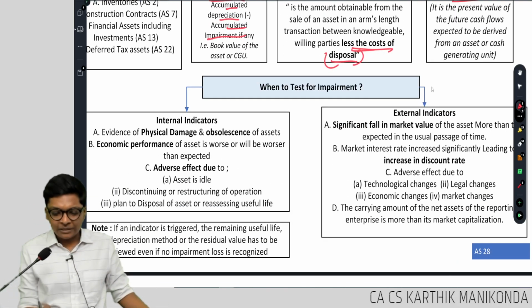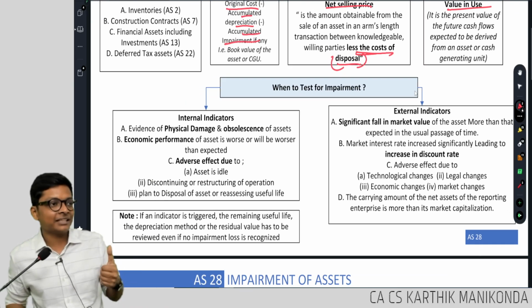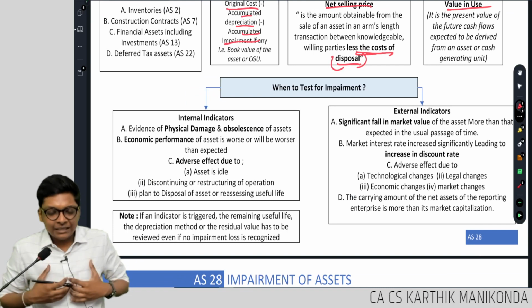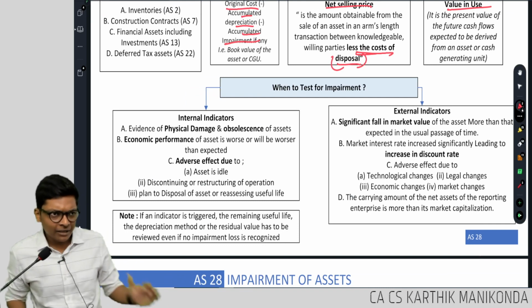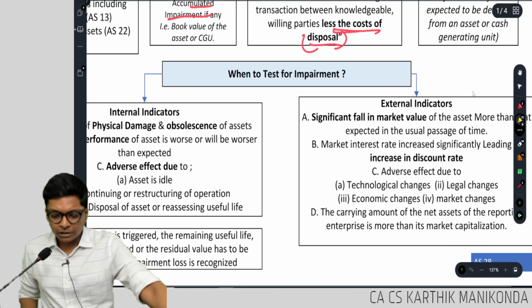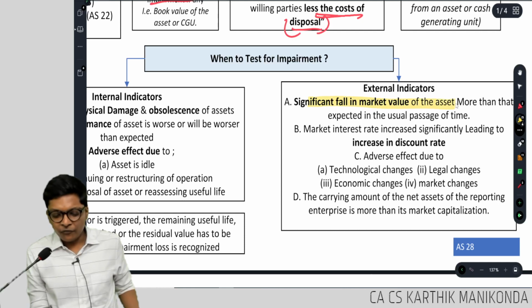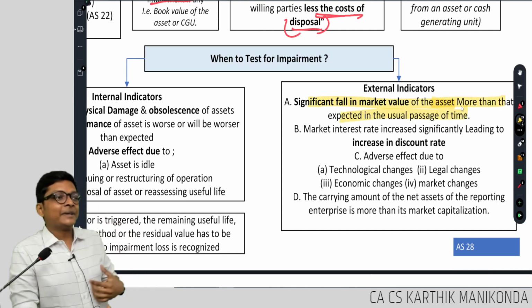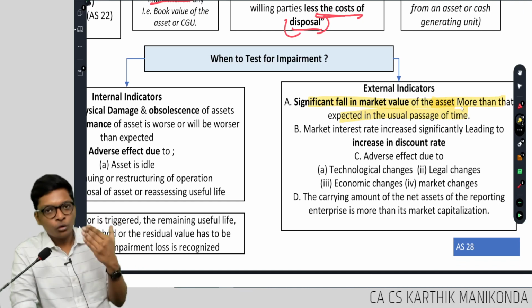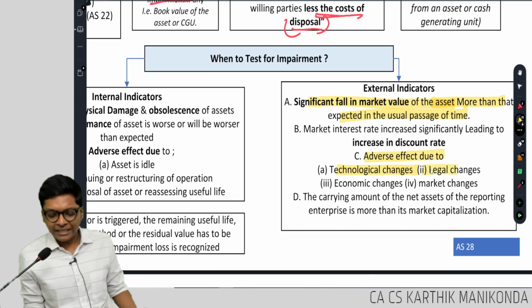Then I told you we have something called indicators, when to test. We discussed all this last class, guys. I gave you examples of internal and external indicators. Now let's discuss some more points that we have in the book. Quickly run through these points. External indicators: significant fall in market value more than what is expected in usage. ChatGPT example, suddenly my software value fell. Next, adverse effect due to technological changes, software, legal changes.